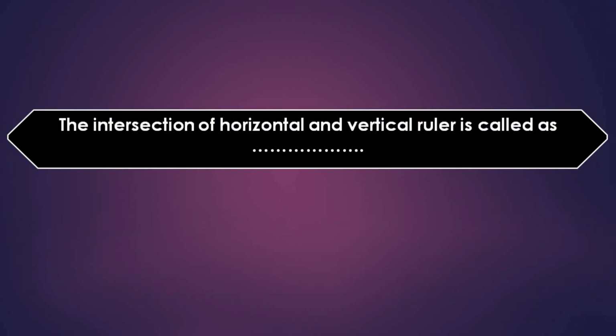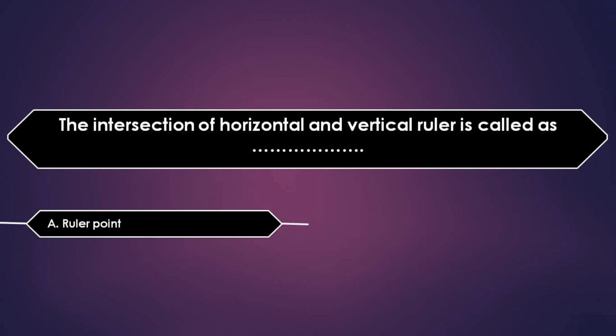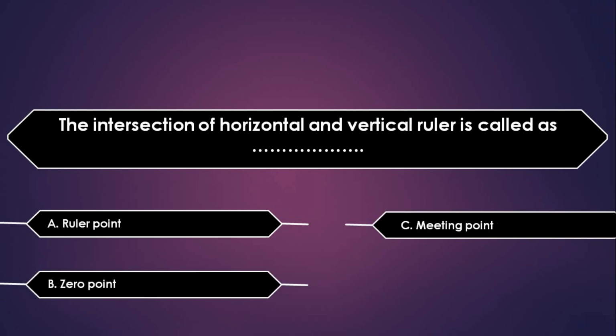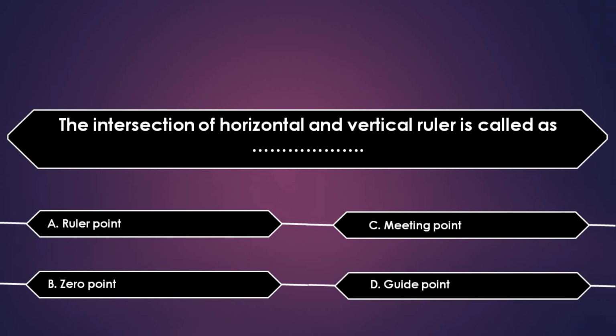The intersection of horizontal and vertical ruler is called as dash. Is it A. Ruler point, B. 0 point, C. Meeting point, and D. Guide point? The right answer is 0 point. The intersection of horizontal and vertical ruler is called as 0 point.